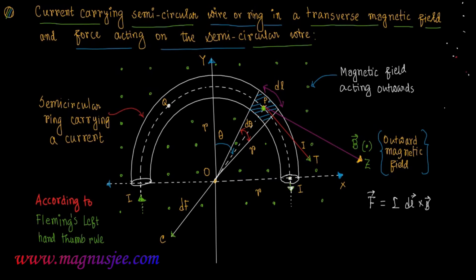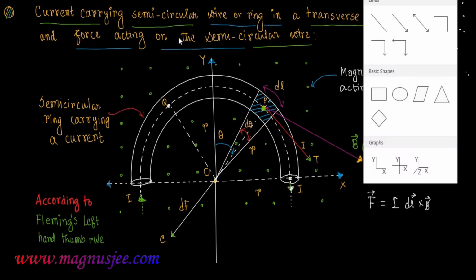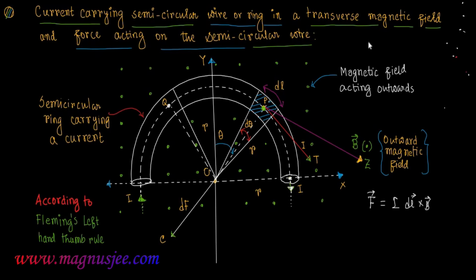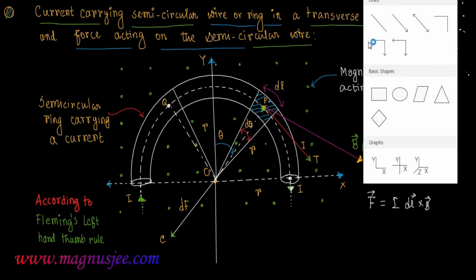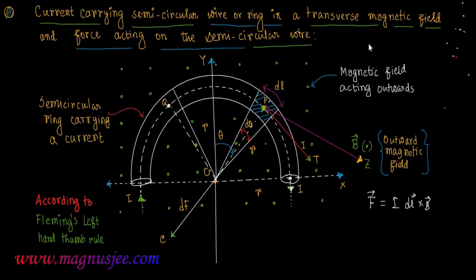Also, we can consider another small element at the point Q. This is the imaginary radius with respect to the point Q on the semicircular arc, and we can consider a small element of the semicircular wire at the point Q, which makes the angle d theta at the center O. This is the small element of length dl on the semicircular wire.